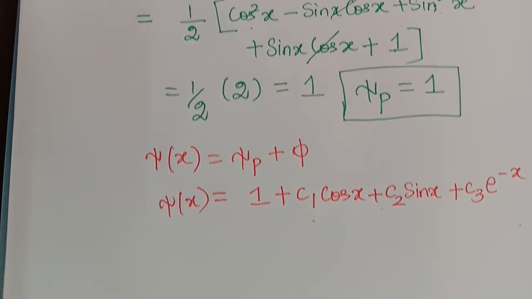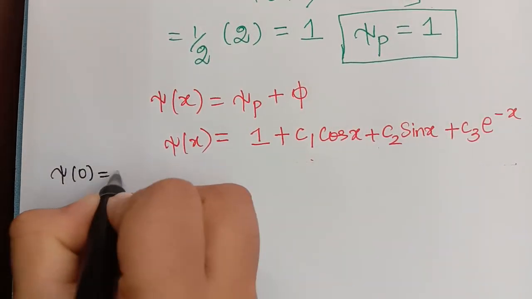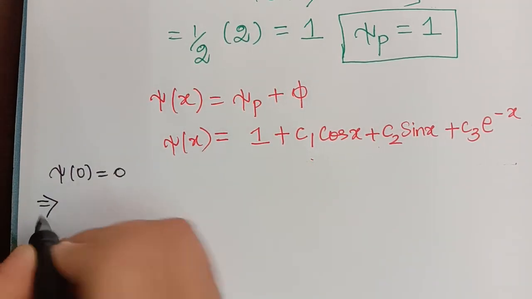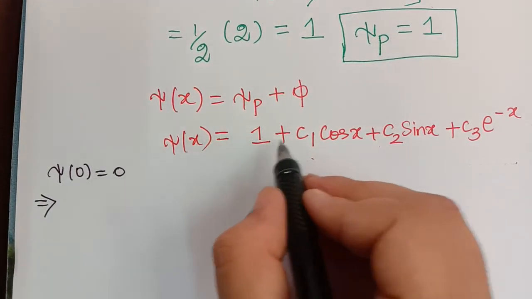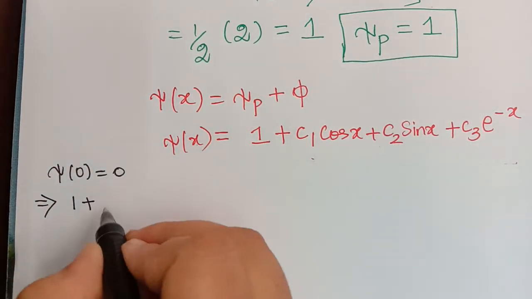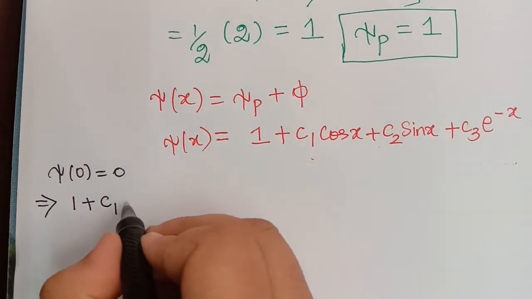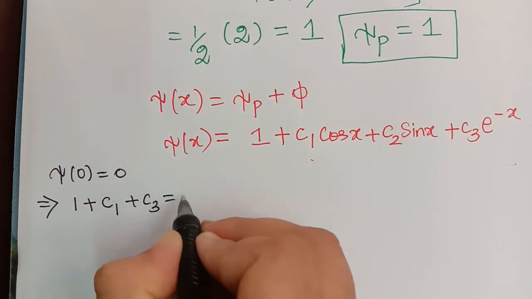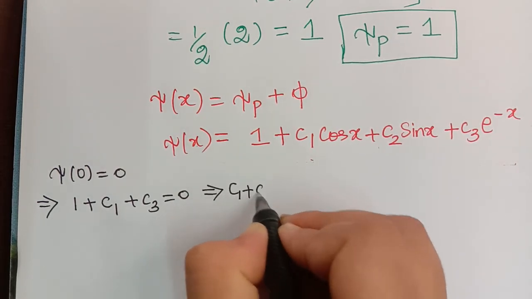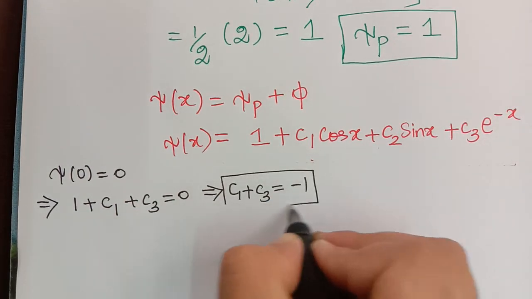So the first condition given is xi of 0 is equal to 0. If we substitute this, we obtain xi of 0. When we put 0 here, this will be 1 plus cos 0 is 1, so c1, sin 0 is 0, and then e power 0 is 1, so plus c3 is equal to 0. From this we obtain an equation: c1 plus c3 is equal to negative 1. So let us just have this equation.